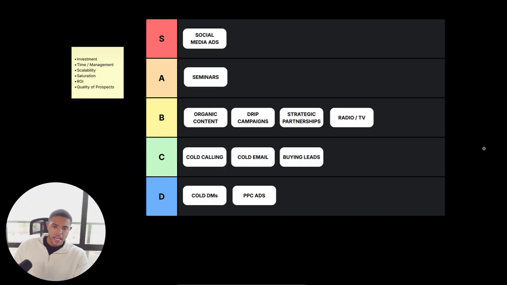So when we look at this, the main things and the reasons this is ranked this way is, one, are we doing inbound or outbound? Outbound is a terrible way to generate business. You are chasing prospects, you're lowering your authority and status. Inbound is a lot better because you are actually showing value and people are reaching out to you because they are interested. And that's why seminars, organic content, radio, TV, those are a lot better because you're bringing prospects to you.